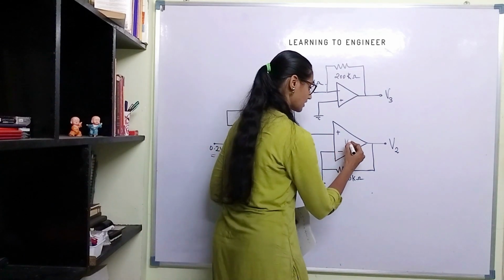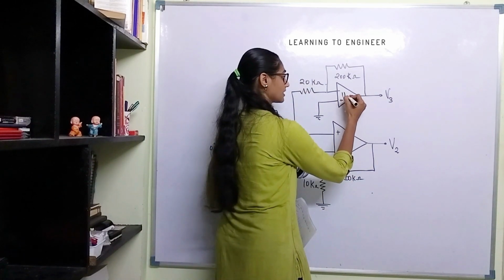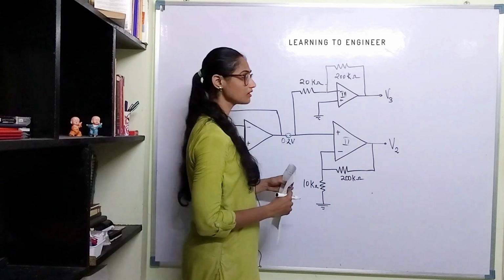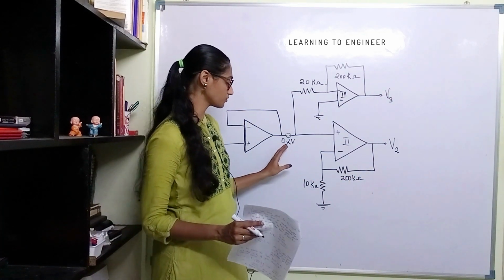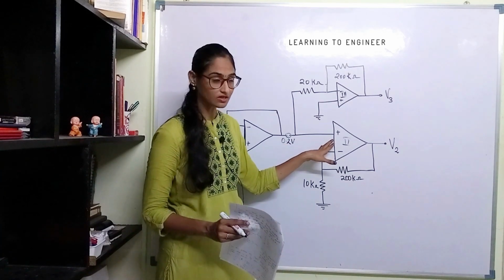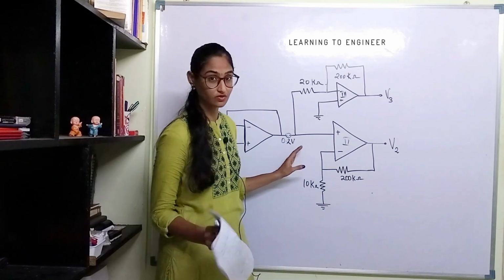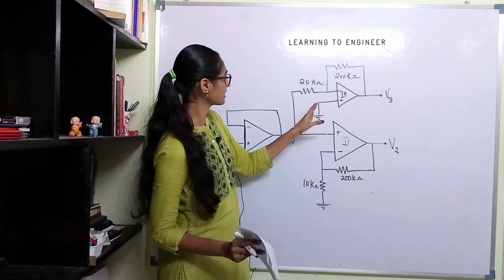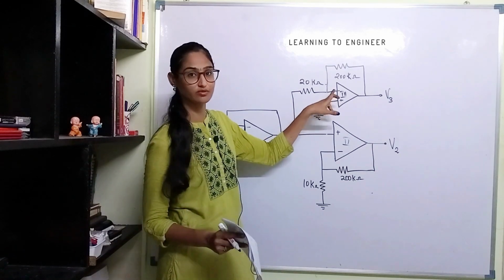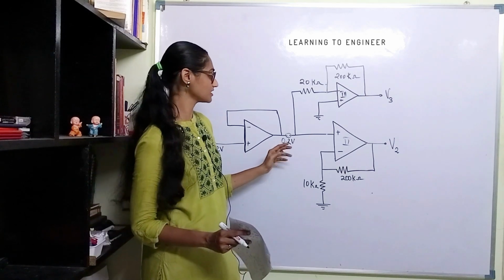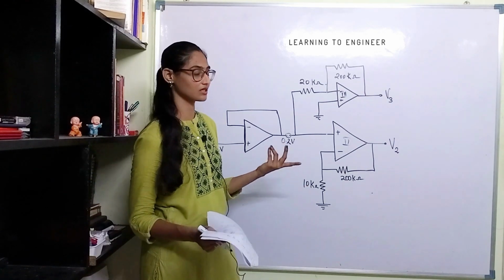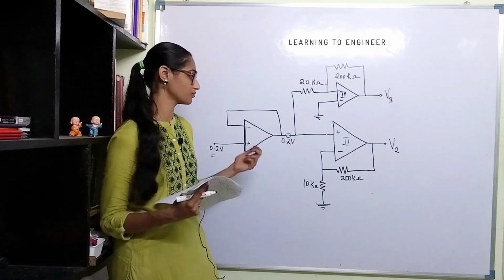Let us call this amplifier number 2 and this amplifier number 3. So we have V2 and V3 separately in this case, where 0.2 volt is the input to both. So what is V3? What is V2? They both have the same value of the input voltage.